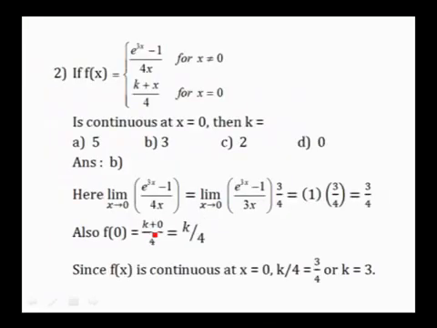ಎರಡನೇ ಪ್ರಾಬ್ಲಮು, f(x) is equal to (e to the power of 3x minus 1) over 4x for x not equal to 0, k plus x by 4 for x equals 0, is continuous at x equals 0, then k equals ಅಂತ ಕೇಳಿದ್ದಾನೆ. ಇಲ್ಲೀಗ ನೀವು as x tends to 0, you find that this takes the form 0 by 0.